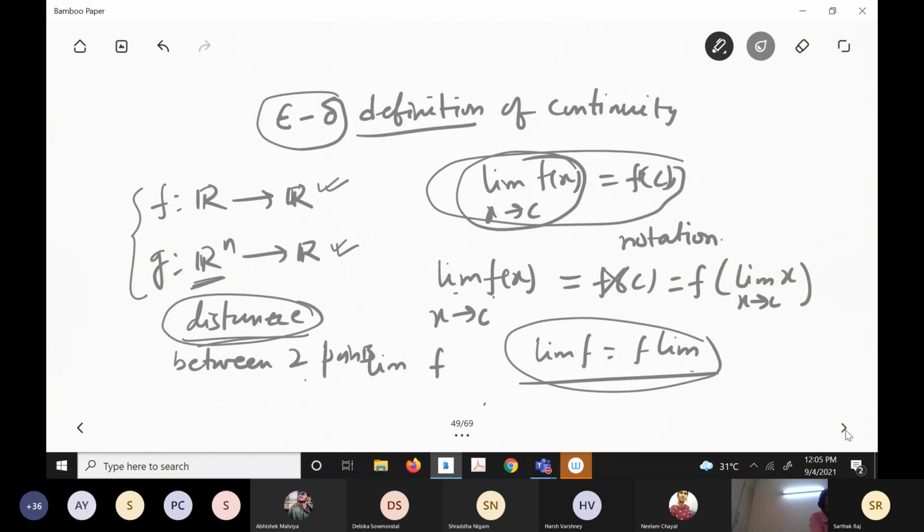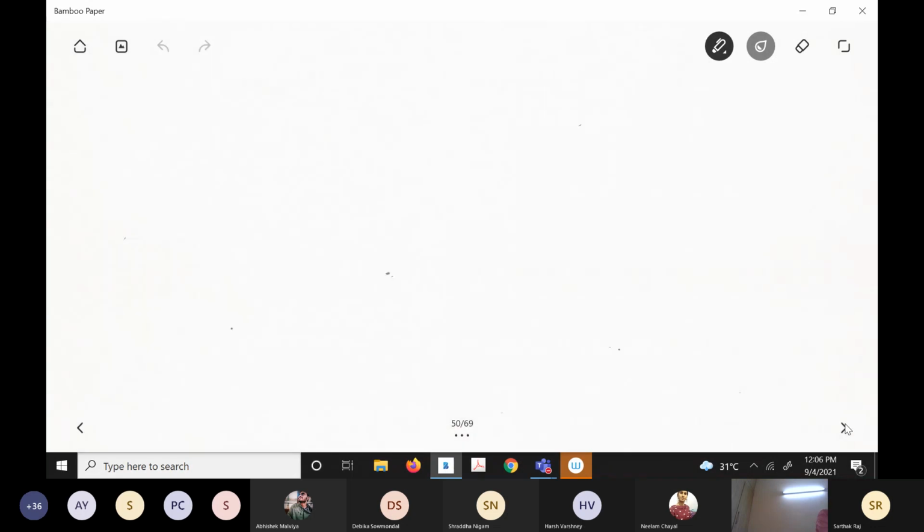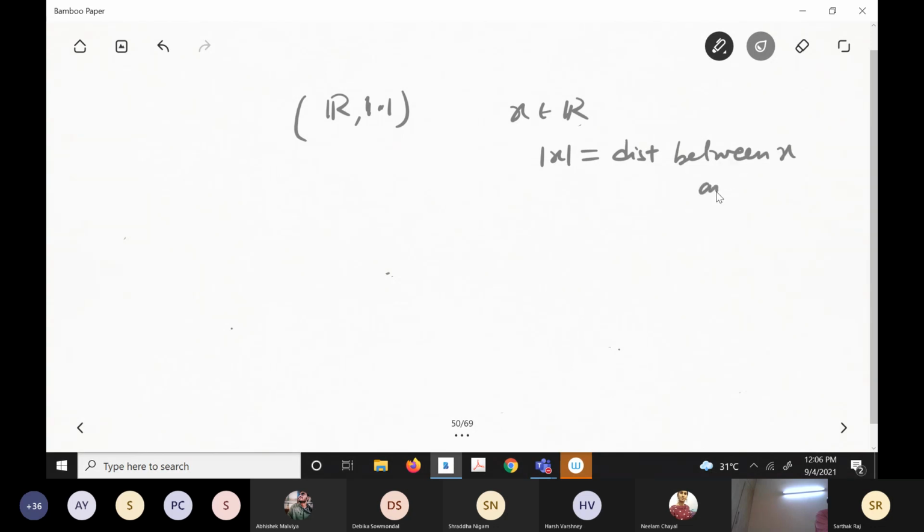Now, when you are doing analysis on the real line, first of all, look at this: R with this mod. What does mod actually give? When I say x belongs to R, mod x means the distance between x and the origin, 0. Whereas this means the distance between the points x and y.